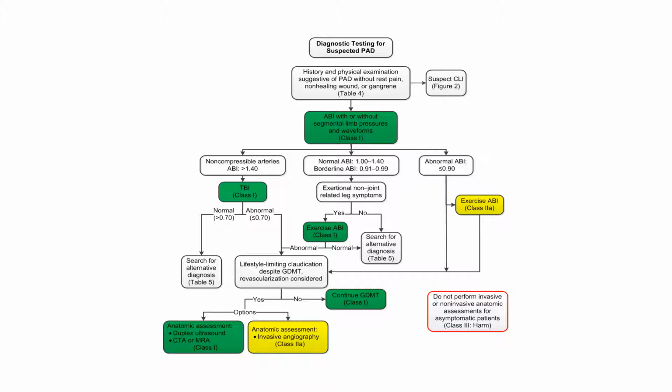But if you look at the non-compressible arteries with the ABI and it's greater than 1.40, then they go down to do a toe brachial index, and that brings us down to, if it's greater than 0.70, then we search for an alternative diagnosis and find out more what's going on. If it's abnormal and it's less than or equal to 0.7, then we find out, do they have claudication that interferes with their lifestyle?